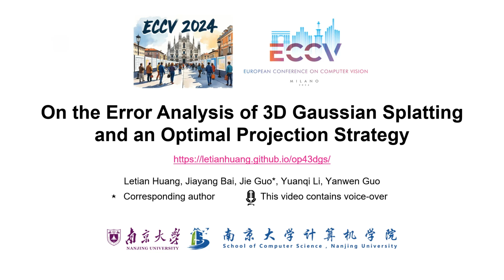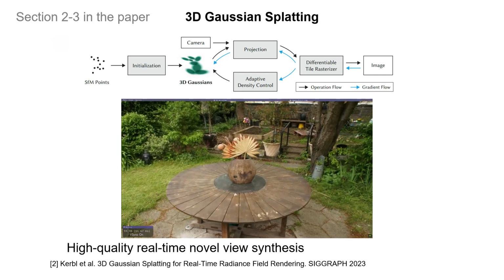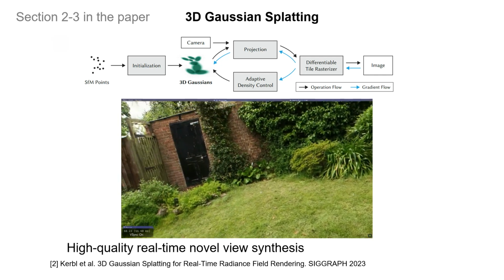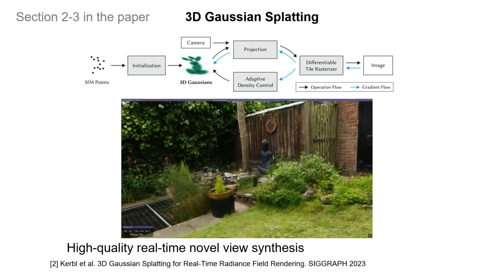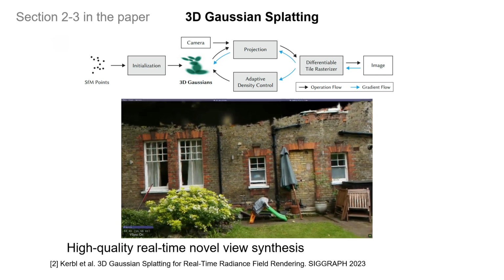We present on the error analysis of 3D Gaussian splatting and an optimal projection strategy. Recently, 3D Gaussian splatting has demonstrated notable advancements in rendering performance by departing from MLPs and volume rendering, opting instead for Gaussian primitives and projection.